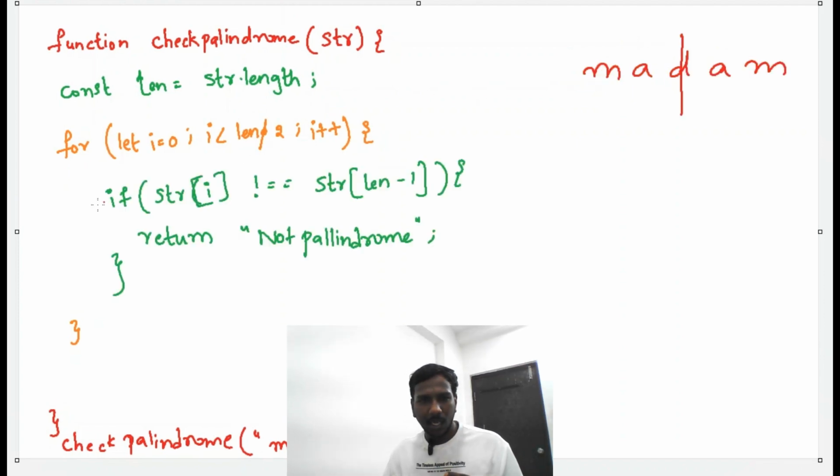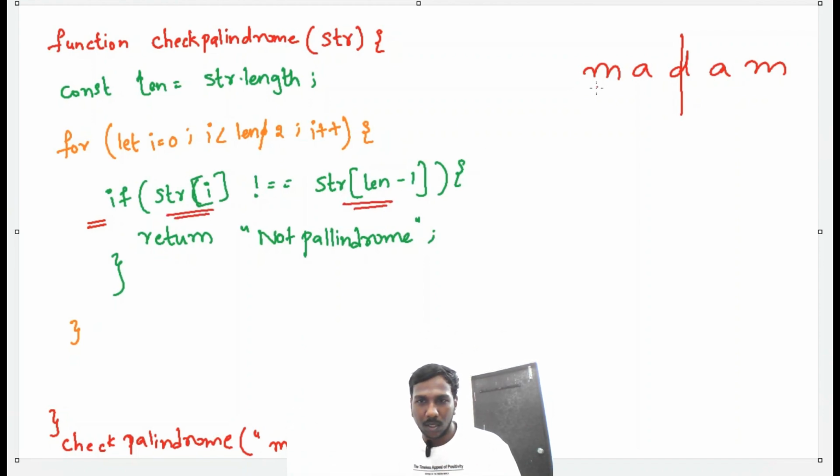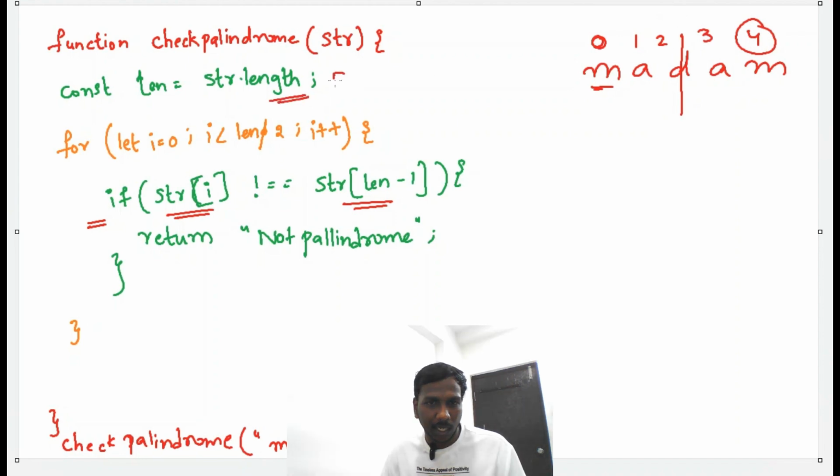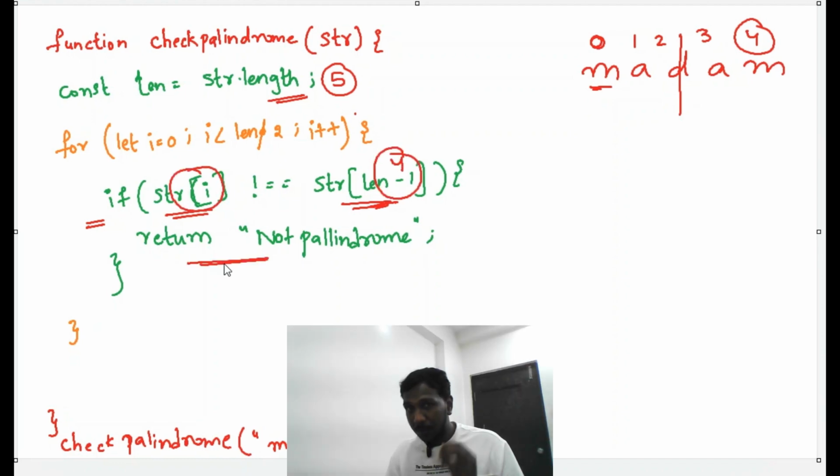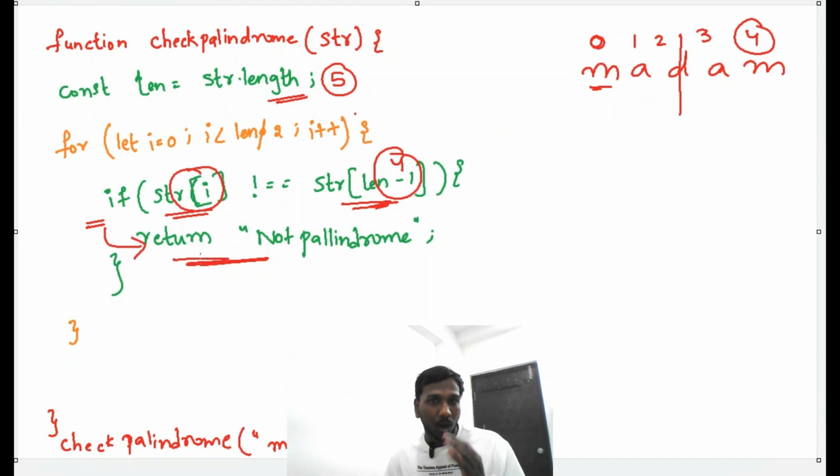Now what I am doing here, I have taken an if condition where I am checking the first character with the last character. So if you take this, this is the first character, that is 0, 1, 2, 3, 4. So this is the last character. What is the length of the string? That is 5. So 5 minus 1 will be 4 here. So the last character with the first character, if these both are not equal, it will move inside this if block and it will return that it is not a palindrome and it will stop the execution there.